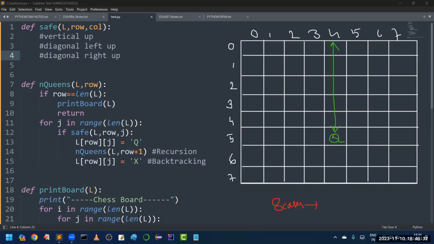So if you observe, what is the location of the present queen? Can I say it is the fifth row, fourth column? Where do we need to check? 4 comma 4. Sir, where do we have to check next? 3 comma 4. Next 2 comma 4, next 1 comma 4, next 0 comma 4. If you observe, the column values are constant, but row values are decreased by 1. Based on this condition, I'm going to write the code.